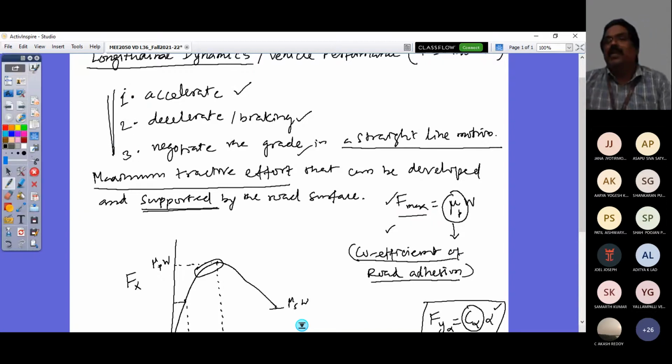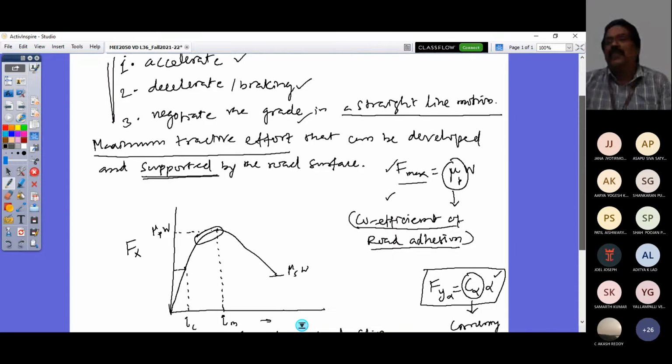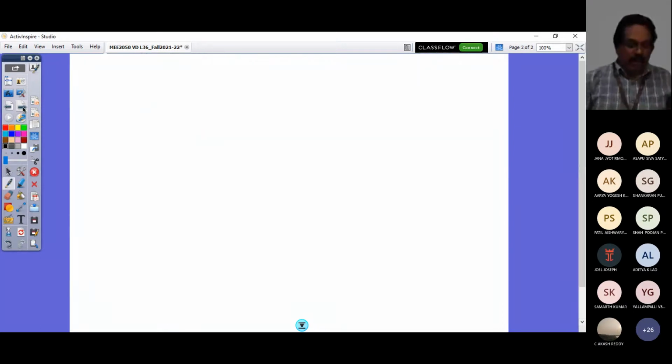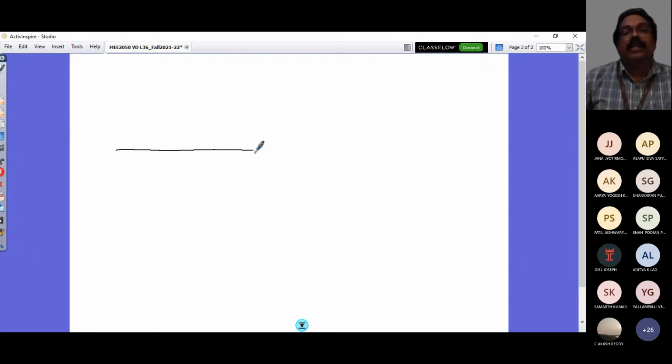Right. So let's now draw the free body diagram of our vehicle, and then look at what are the various forces acting on the vehicle to derive the maximum tractive effort. So let me look at a passenger car, and that's nicely parked on the horizontal surface.